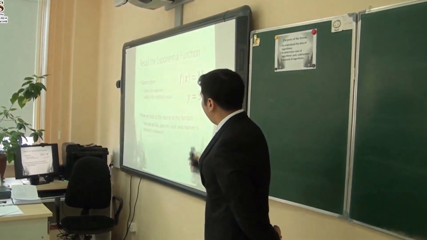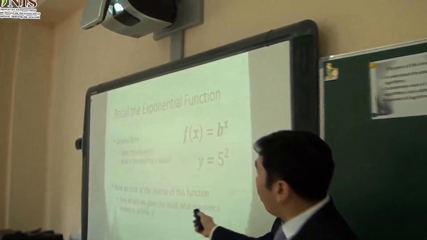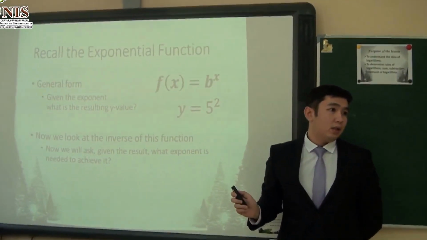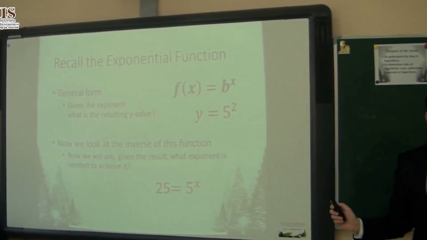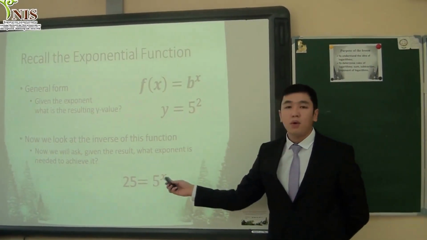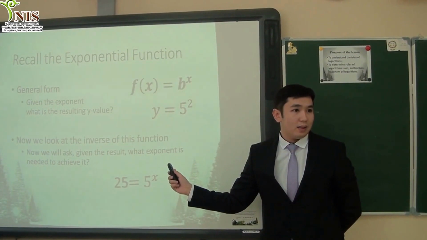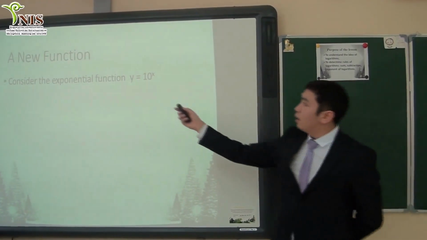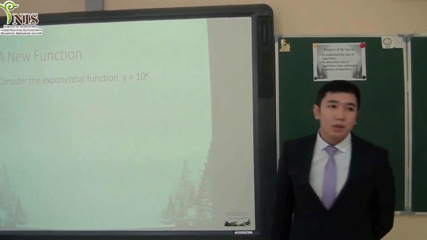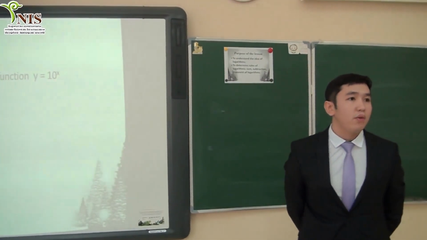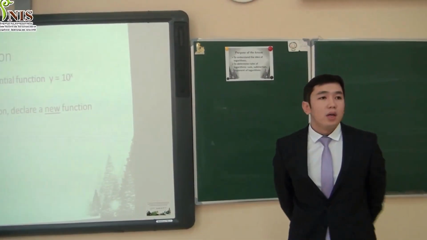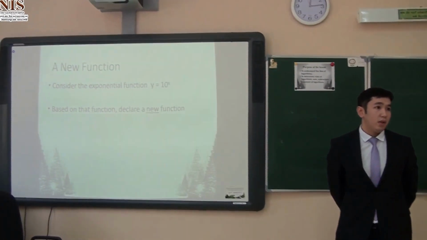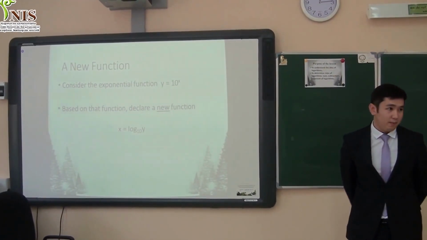Then we can skip to the second part: given the result of our function, what is the exponent? It's like this. 25 is equal to 5 to the power of x. 5 to the power of what? 2. So, we are coming to the next question. For example, we have a function y is equal to 10 to the power of x. To find x, we need to define a new function, and that function is the logarithm.